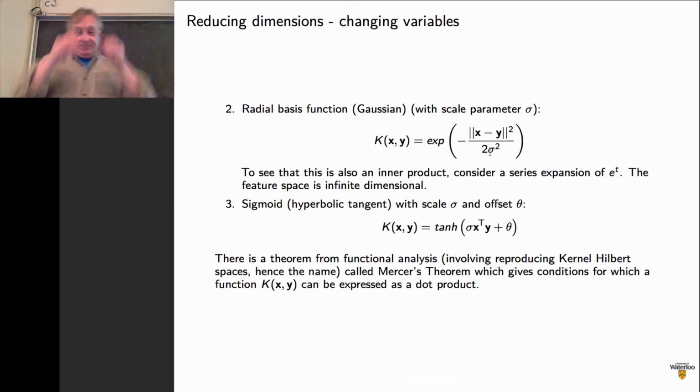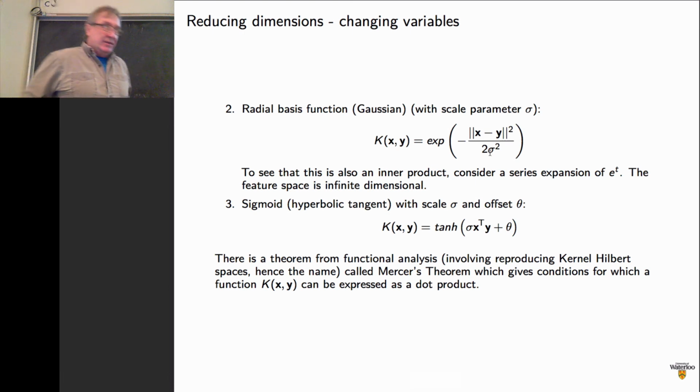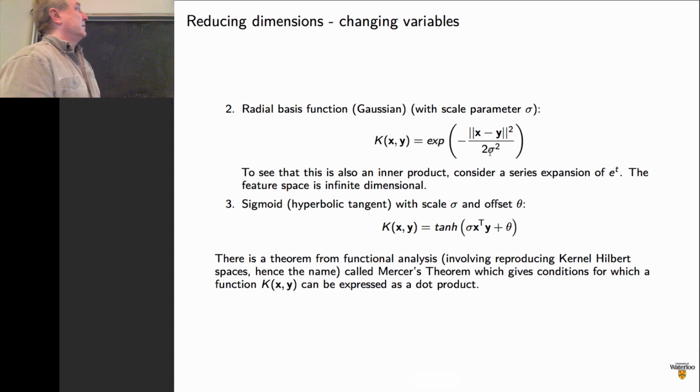All right. So the hyperbolic tangent or sigmoid is also another kernel. And there's a theory that nails this down, saying that these are, in fact, inner products, courtesy of something called Mercer's theorem, that gives the conditions on the kernel function so that it can be expressed as an inner product. Okay.